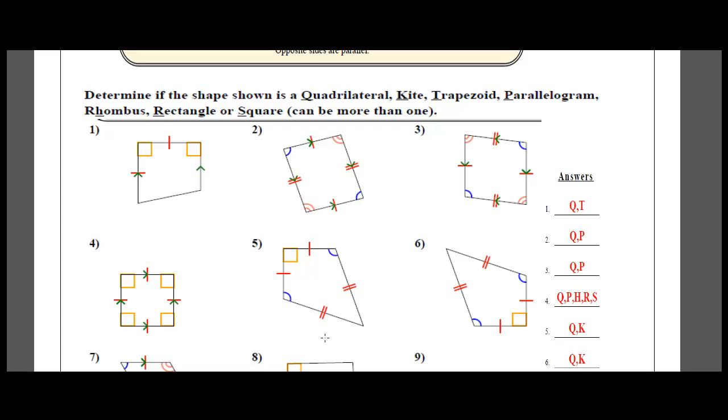Question 5 here, it's a kite. The difference between rhombus and kite: rhombus has all the sides equal, but in kite we have only 2 pairs of sides that are equal. Okay, so question 5 and 6 are kites.